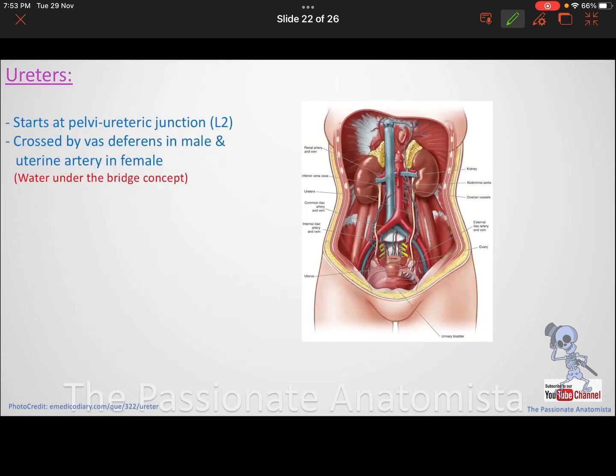Now what happens here, we have the ureters, and the ureters have a length of 25 centimeters. So remember that 25 is the magic number for the renal system.